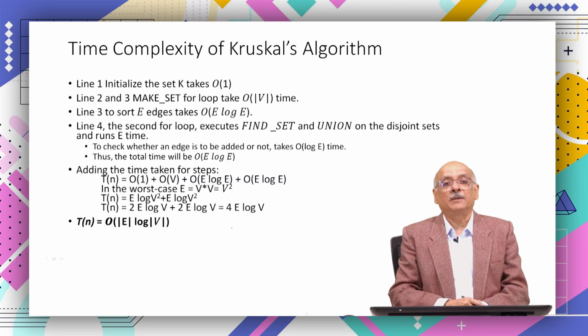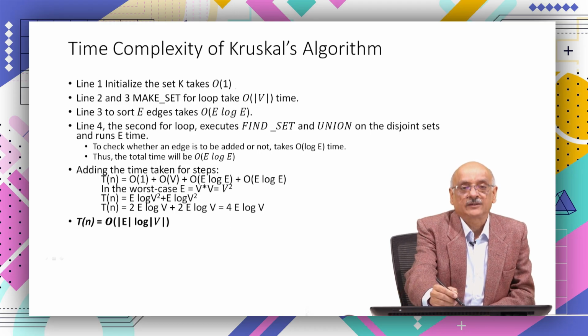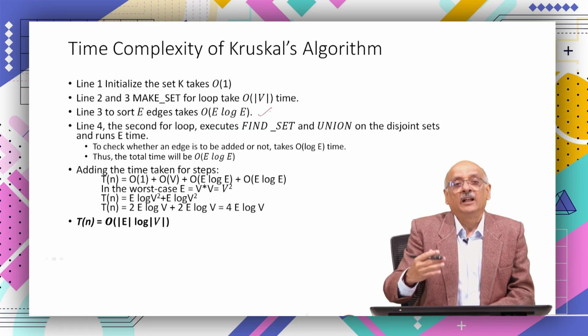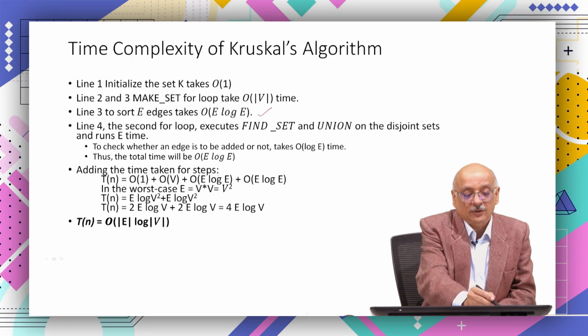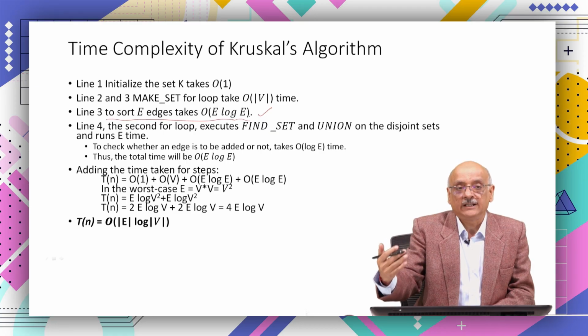Now what is the complexity of Kruskal's algorithm? When you looked into the algorithm, the first 3 lines were the initialization. The initial K was just taking order 1 time. Line 2, that make set, took order V time only, as many vertices as there are. Line 3 takes order E log E time, because that is the efficiency of sorting. We are actually sorting E edges, so that is going to take E log E time, which is the efficiency of a sorting algorithm.